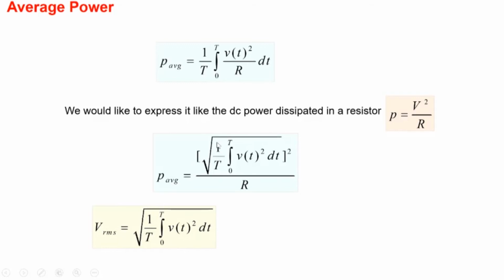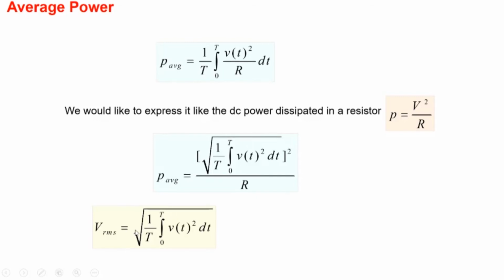And we can write this quantity as the square root of 1 over T, integral 0 to T, v squared of t dt, the whole thing squared. We can write it as VRMS here. VRMS is the square root of 1 over T times the integral over the time period of the square of the voltage dt. And RMS is nothing but root mean square. So it makes sense why we are calling it root mean square. We are taking a root.